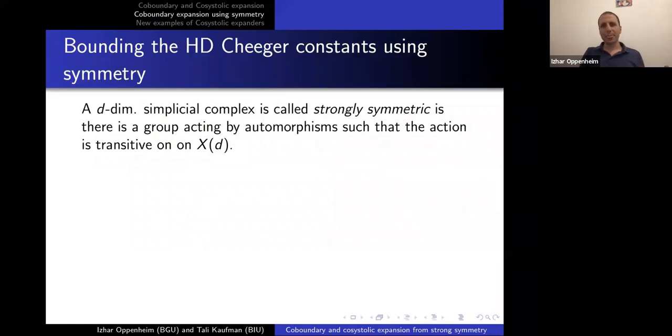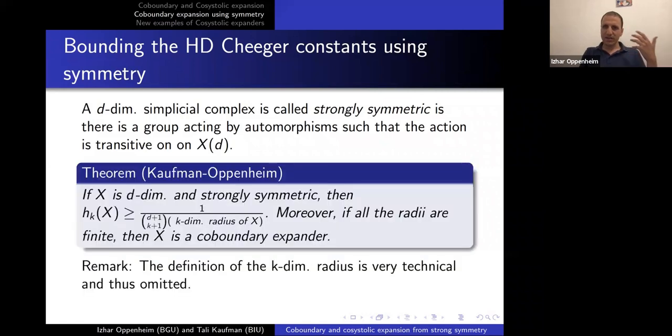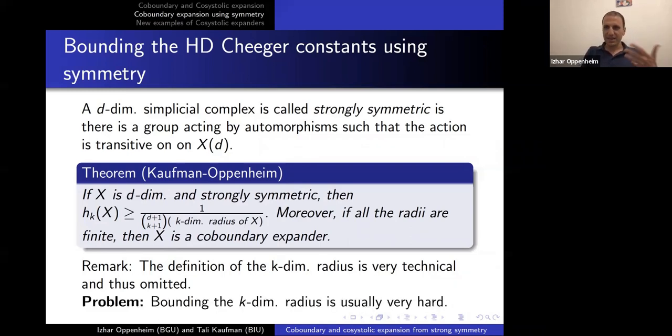And the first result we have is that you can actually do this idea in higher dimension. If you define the k-dimensional radius in the correct way, which is not trivial, and you assume strong symmetry of the simplicial complex, then you can prove coboundary expansion from strong symmetry and a bound on the radius. But now we are at a different problem: bounding the k-dimensional radius is again problematic. It's not easy.